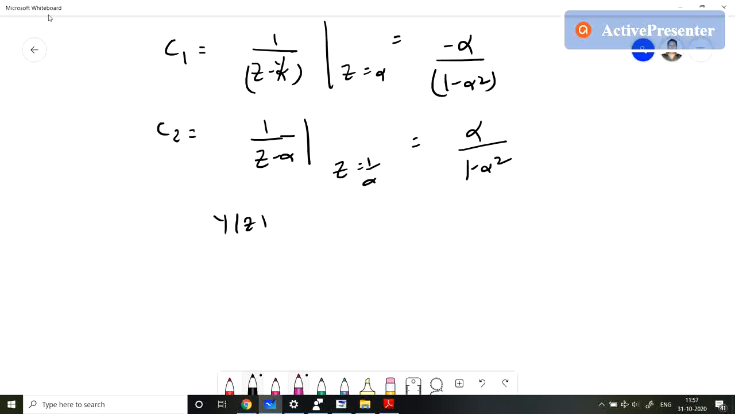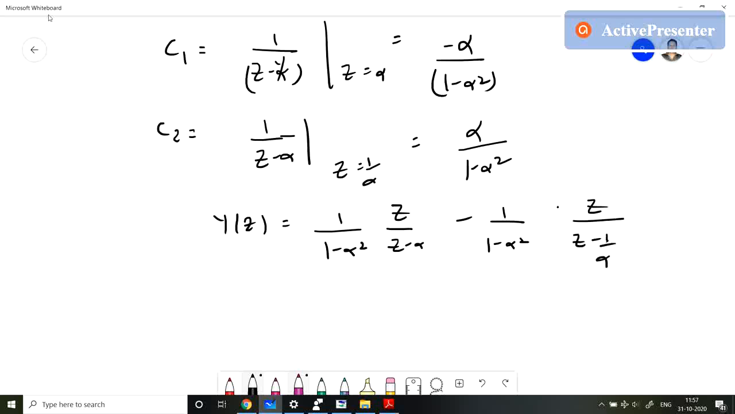So YZ is equal to, if we put the value of C1 and C2, then it is equal to 1 divided by 1 minus alpha square, Z divided by Z minus alpha, minus 1 divided by 1 minus alpha square, Z divided by Z minus 1 by alpha. And of course, the ROC is alpha is less than modulus Z is less than 1 by alpha.